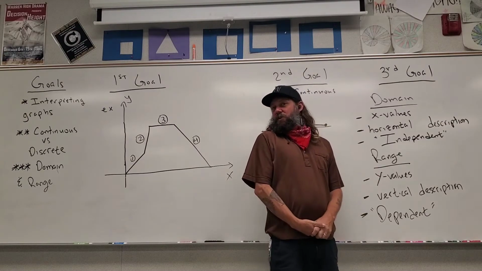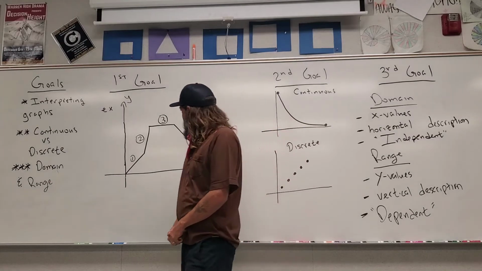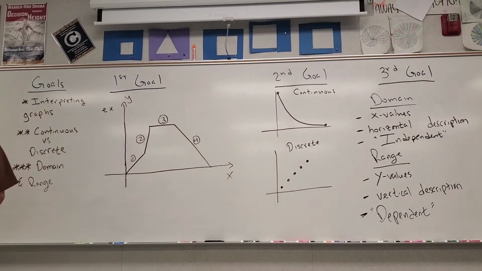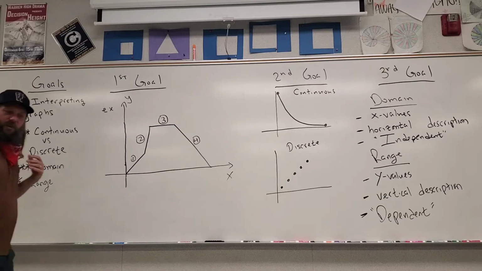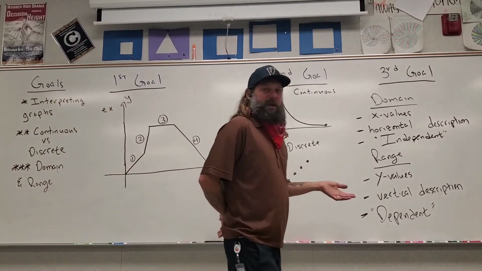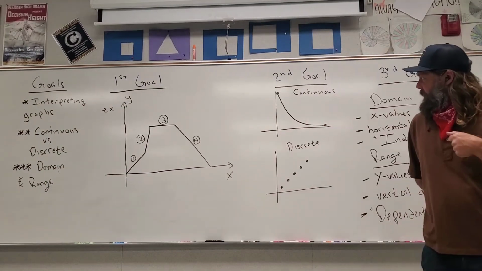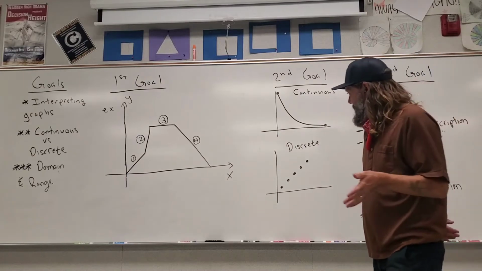So let's go ahead and jump into our goals for this lesson. We have 3 goals today. Our first goal is going to be to interpret graphs. Our second goal is to discuss the difference between continuous and discrete. And our third goal is to start to talk about domain and range. All right, so let's jump into our first goal, interpreting graphs.